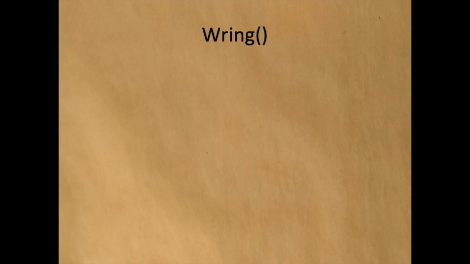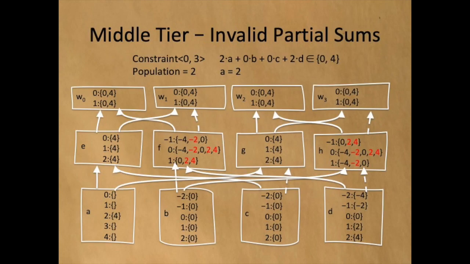Now we are going to demonstrate a process we call ringing the butterfly. We are going to remove all equation pairs that do not participate in valid total sums. First step in ringing is to remove all equation pairs from the middle tier that do not contribute to valid equation pairs in the top tier. So in node F, the equation pair minus 1 minus 2 cannot be combined with any equation pair in node E to produce equation pairs for nodes W0 or W1, and so on for the other partial sums marked in red.